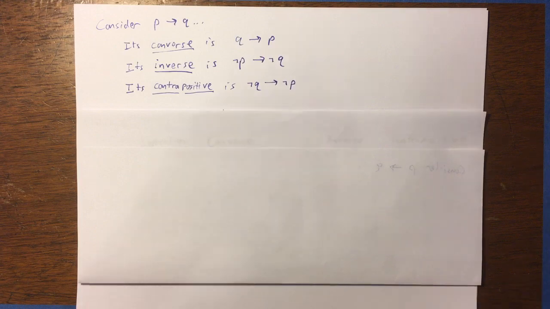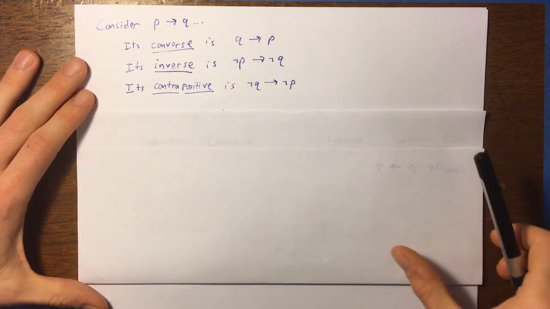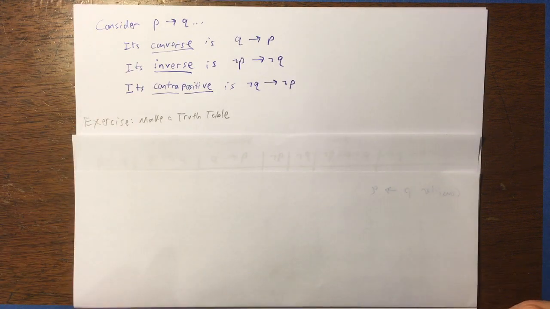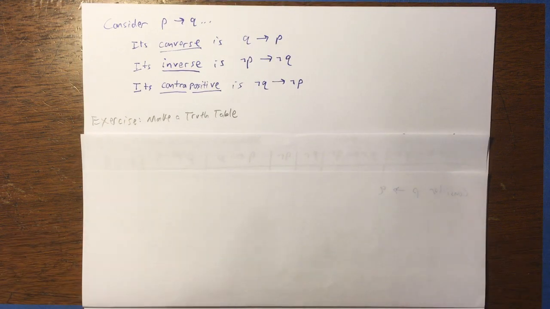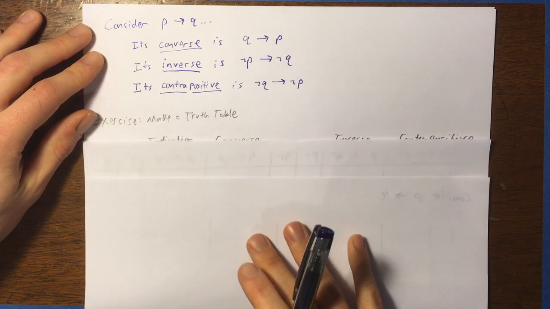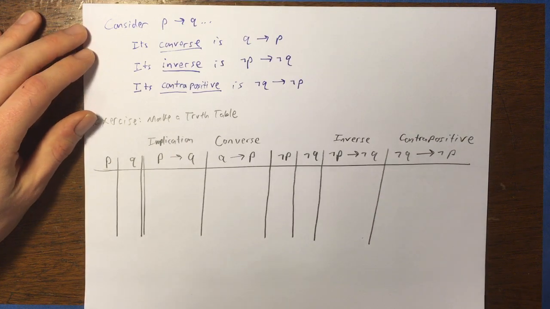So, to better understand these three things, I want you to do an exercise. I want you to make a truth table for all of these. So, go ahead and get started now. You can pause this video and do that. I am also going to make the truth table so you can check yours. So I'm going to show you the sort of structure of the truth table that I have in mind.